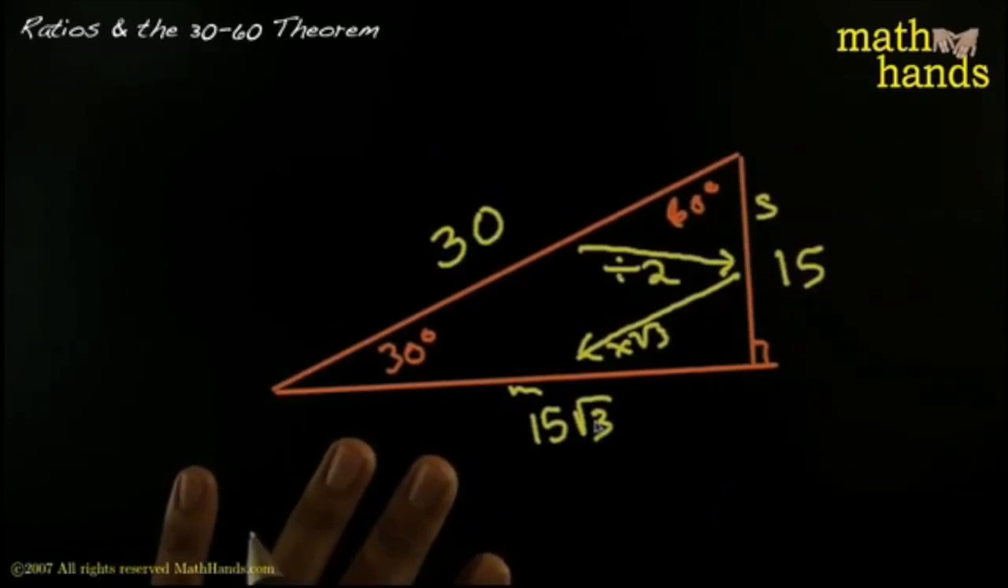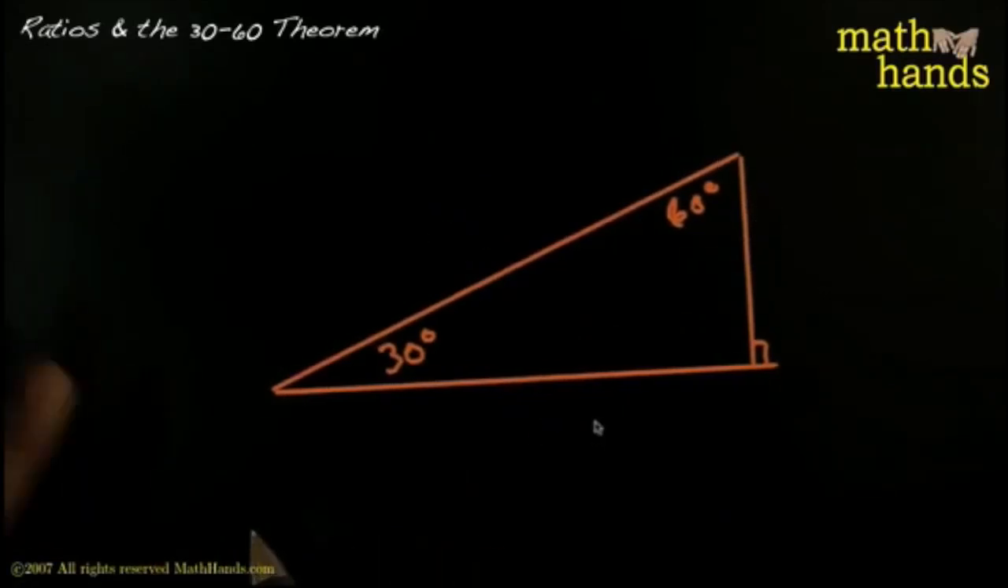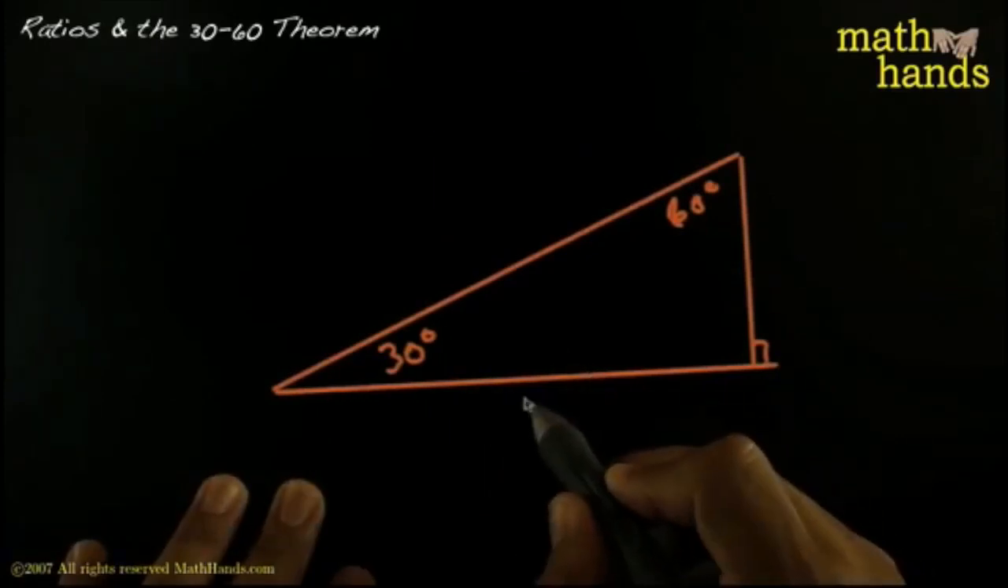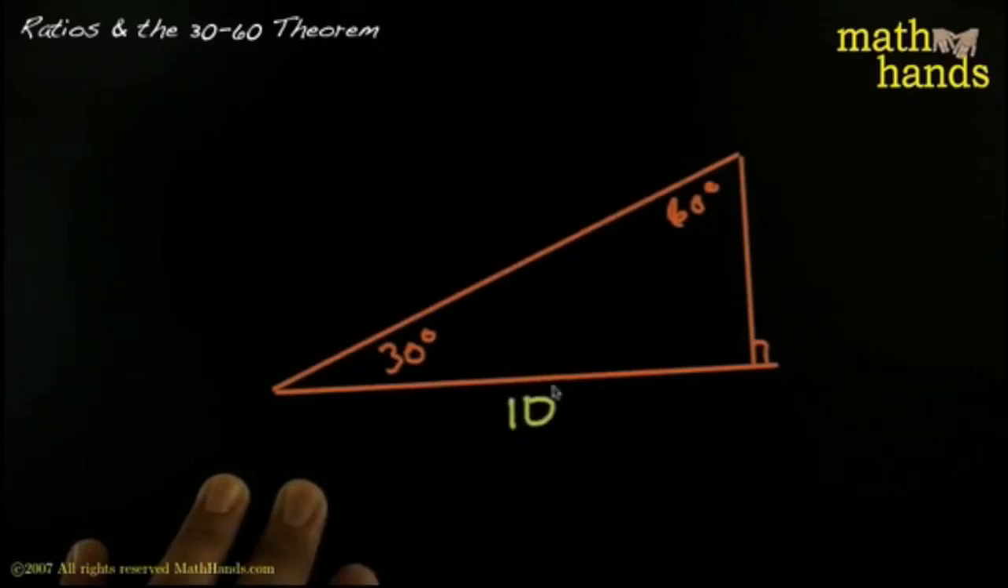Just want to try it again? That was so fun, we could try it again. Let's try it again. What if this time the only side that was given was the medium one? What if somebody told you, hey, this side over here is, I don't know, 10 units long?